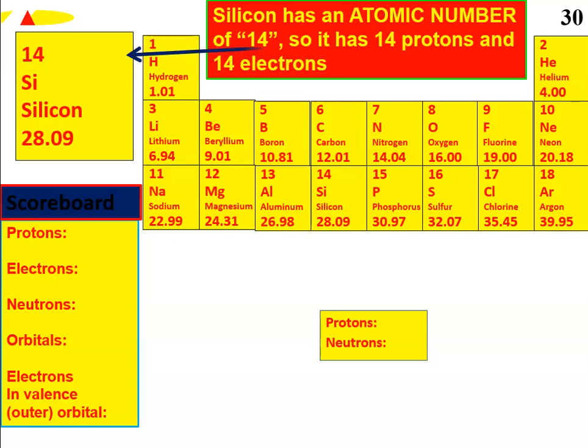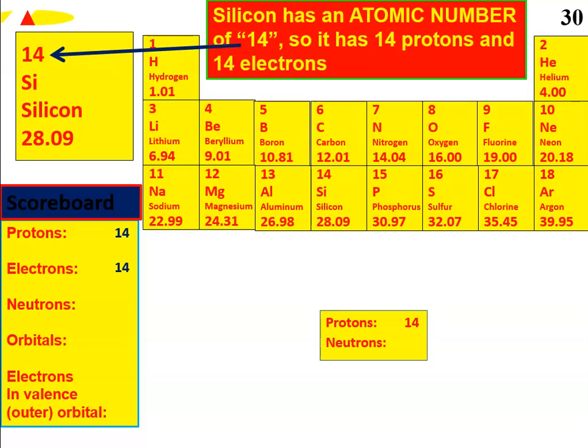So here's the number right there, that's the atomic number, also called the Z number. Now we can go ahead and put those 14 protons and electrons in the scoreboard. We can go ahead and put the 14 protons in the nucleus as well. So there the nucleus is holding the 14 protons.